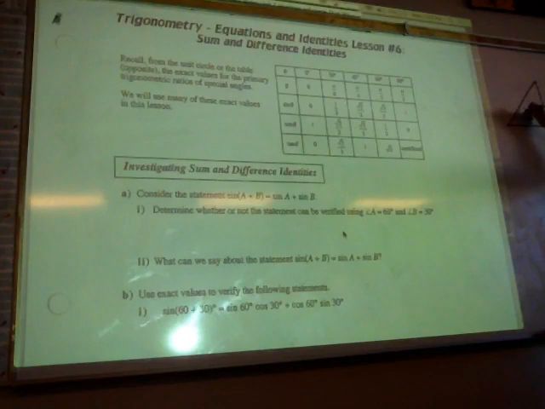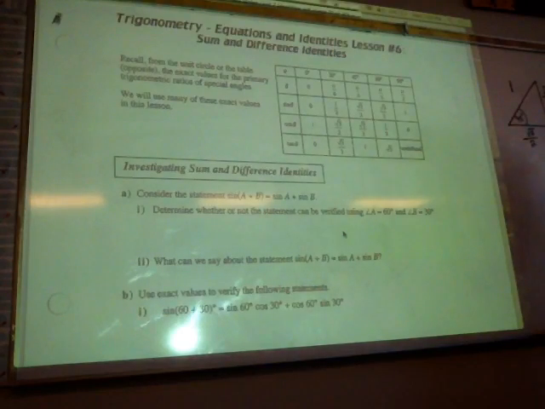So we have a 45-degree triangle. The radius will be 1, the y value will be root 2 over 2, x value root 2 over 2. And if we're talking about radians, then instead of 45 degrees, we write it as pi over 4.